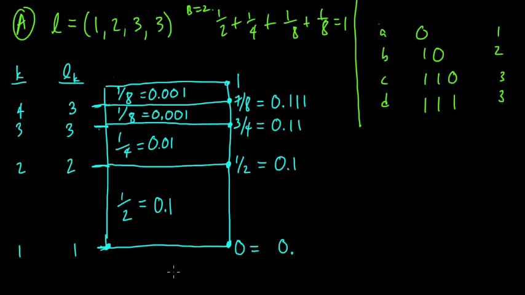Now, where are we going? We wanted to construct a code. And here's how we're going to grab a code off of this representation. We're going to take the binary representations of the boundaries between these intervals and extend them to LK places. The first one we take to one place. The second one we take to two places, so we need a 1, 0. The third one we take to three places, so now we have 1, 1, 0. And this one's already in three places, so we just have 1, 1, 1.